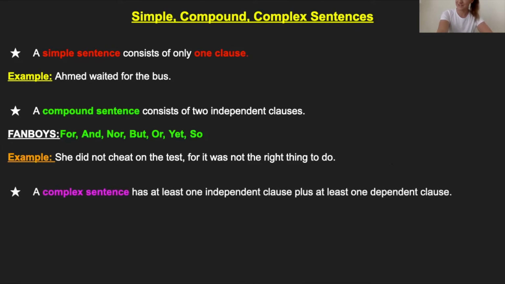So complex sentences. A complex sentence has at least one independent clause plus at least one dependent clause. Can you remember what conjunctions we could use to form a complex sentence?